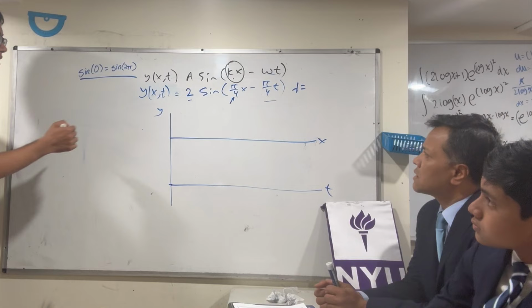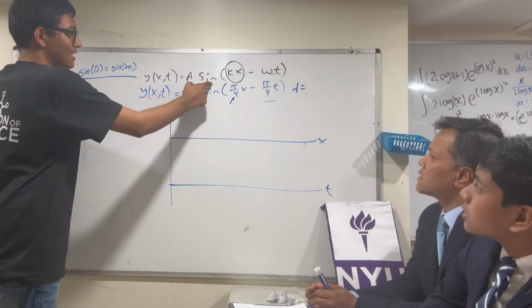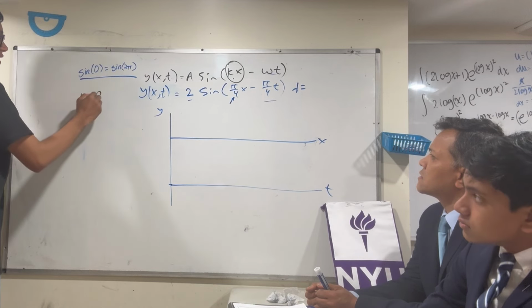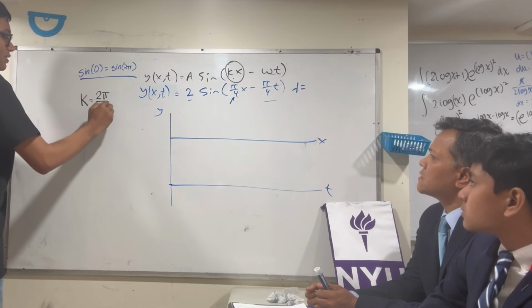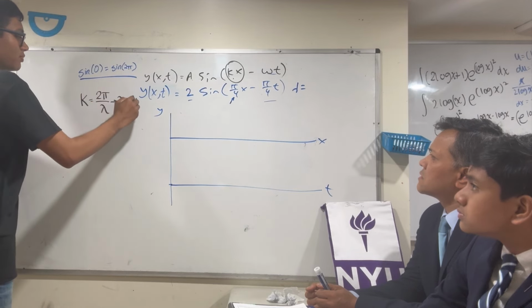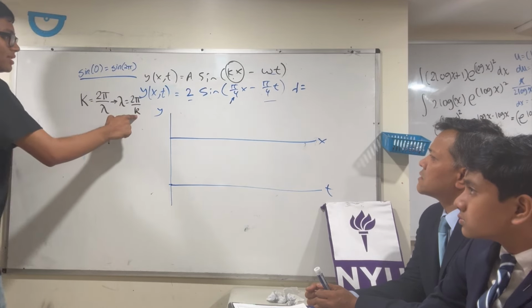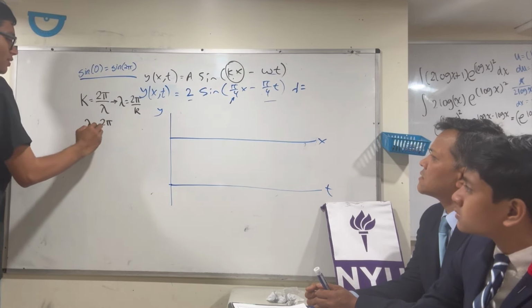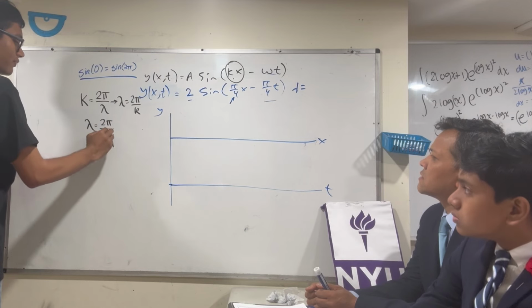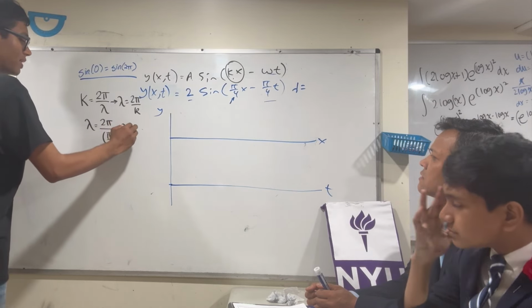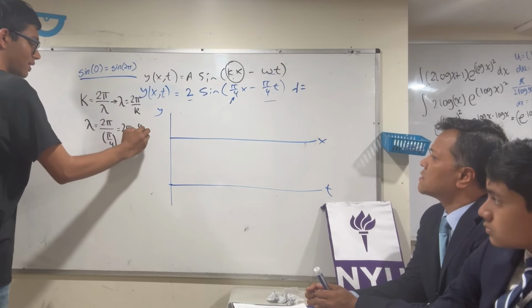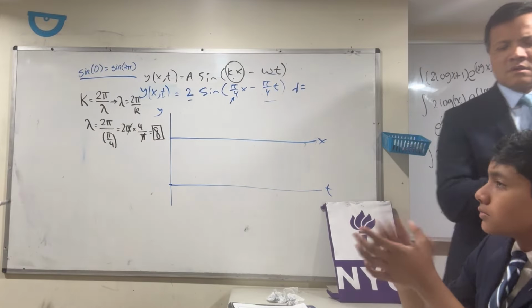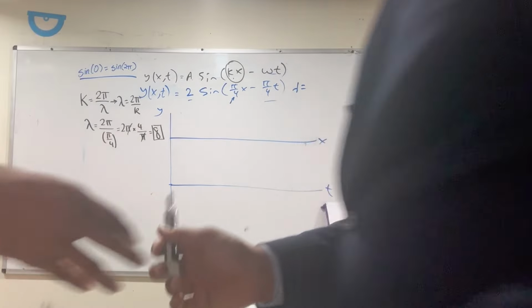Okay. So the general formula is A sin(kx - ωt). k is the wave number and is defined as 2π over the wavelength. So that means the wavelength is 2π over k. Now in this case, k is π over 4. So the wavelength is 2π over π/4, which is the same as 2π times 4 over π. π cancels out. You get 8.